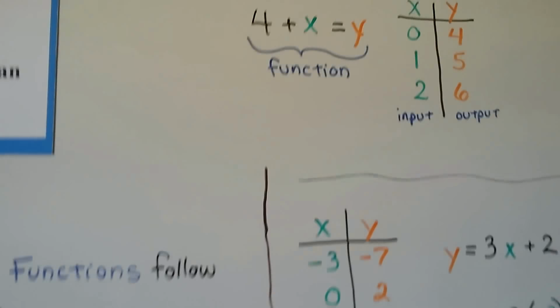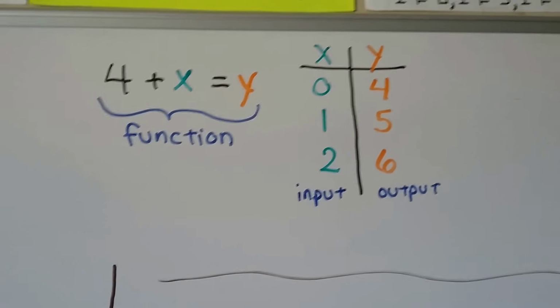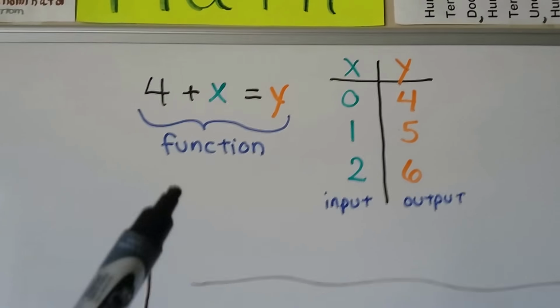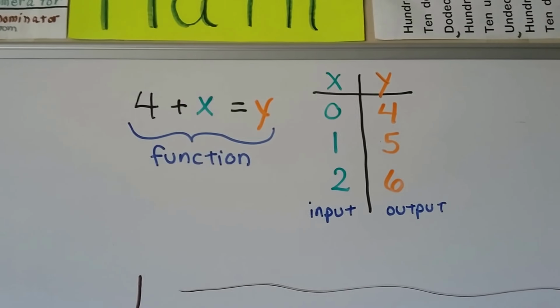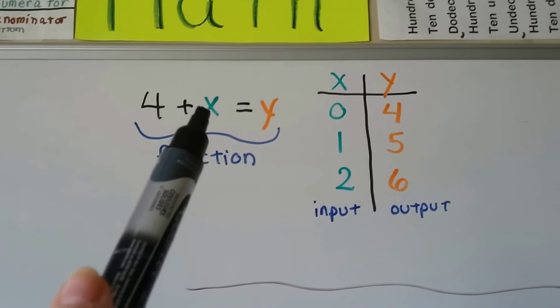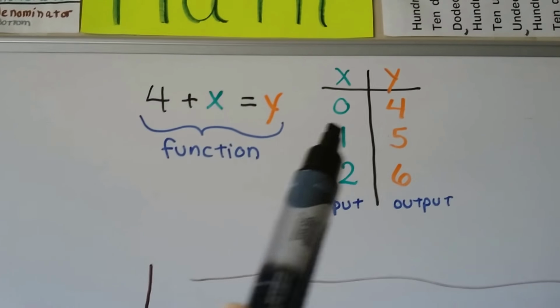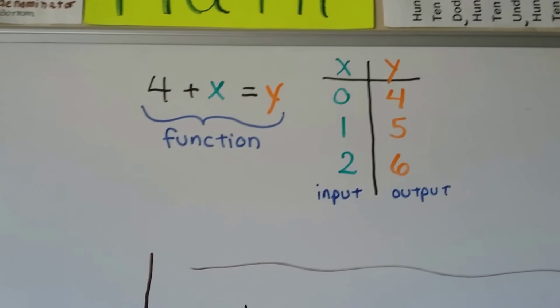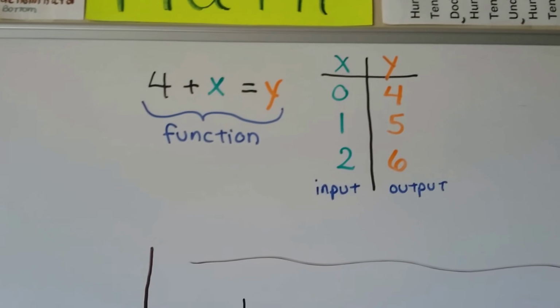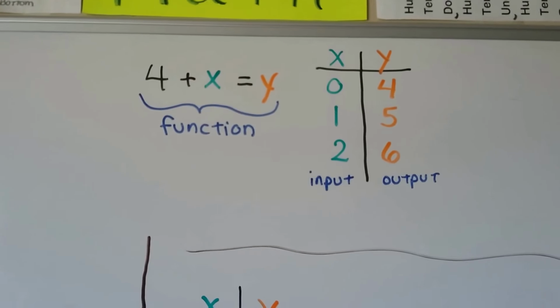So what's happening is, here's our function, 4 plus x equals y. We just find values for x and y that will make this true. If x is a 0, 4 plus 0 is 4. See? If x is a 1, then 4 plus 1 is 5. That's the input. That's our output. And they're unique.